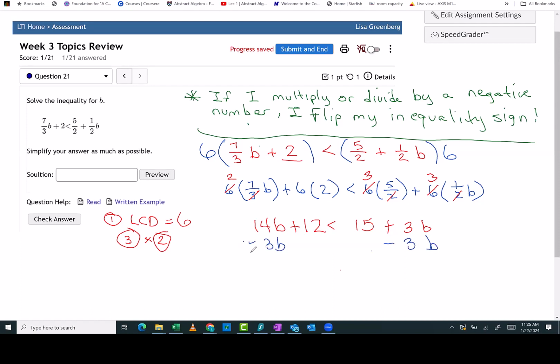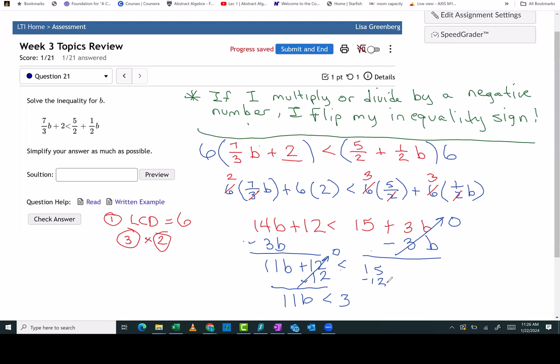I'll do this in slower steps this time. I get 11b plus 12 is less than 15. This cancels the 0. I did check for my inequality sign, but I only subtracted. I didn't multiply or divide. I don't have to worry about anything if I don't multiply or divide. Again, I'm going to subtract 12 from both sides, and I get, this is 0. 11b is less than 3. I did not multiply or divide. I don't have to worry about anything.